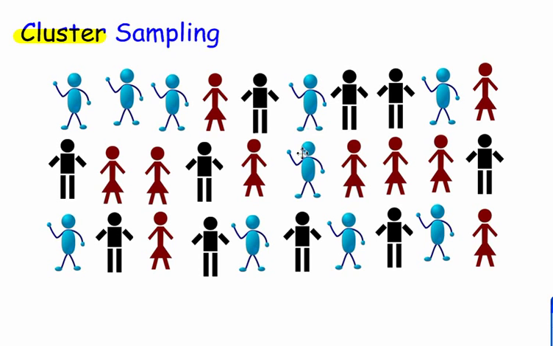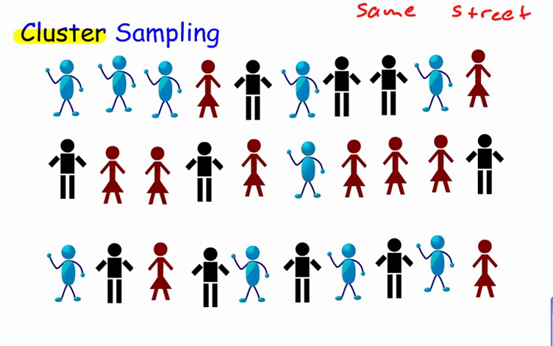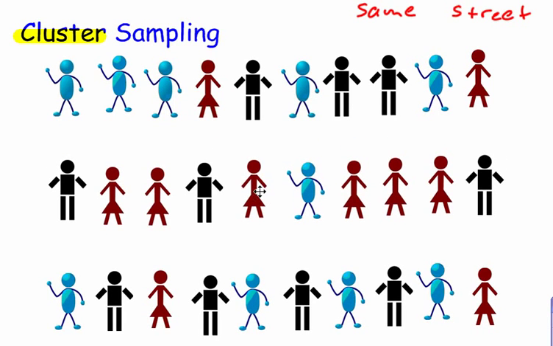So let's say that all of these people lived on the same street. And I'm going around and I'm interviewing people. So these people lived on one street, this group of people lived on another street, and this group of people lived on another street. Let's say this one here was Maple Street. And this one here was Main Street. And this group here lived on First Street.